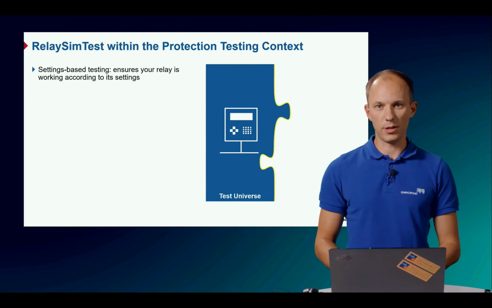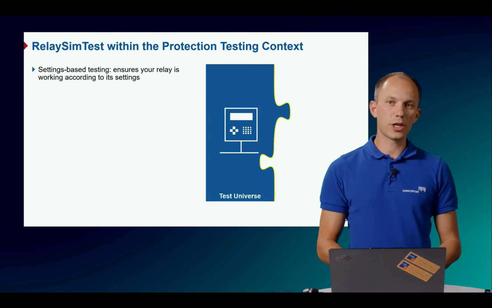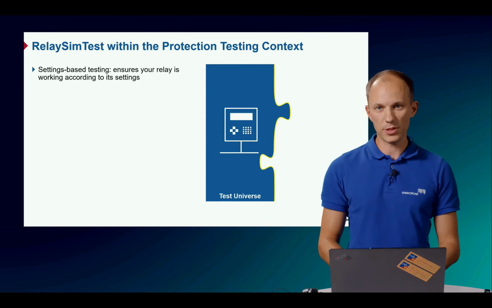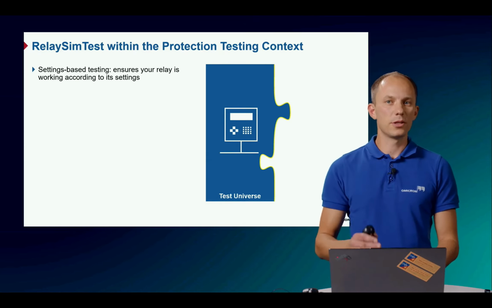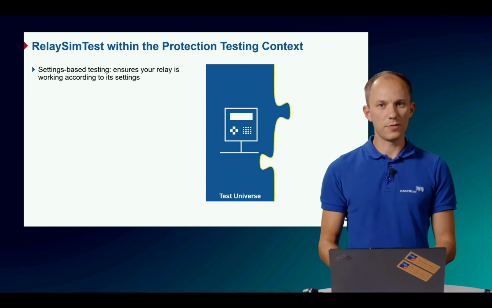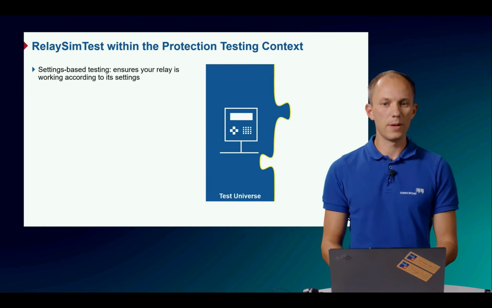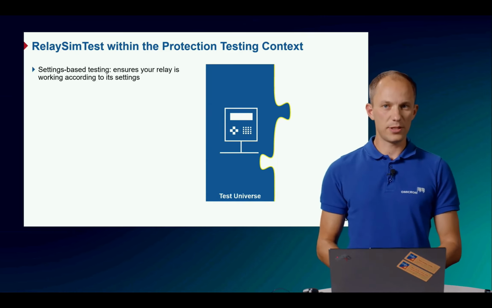I will give an example. If a setting of the overcurrent protection function is set to the overcurrent stage, maybe to 1.5 amps, then we use, for example, a ramping module and ramp up current to see if the relay really trips at 1.5 amps or maybe at 1.6 or 1.4 amps. That's what we do with Test Universe. That's called settings-based testing.